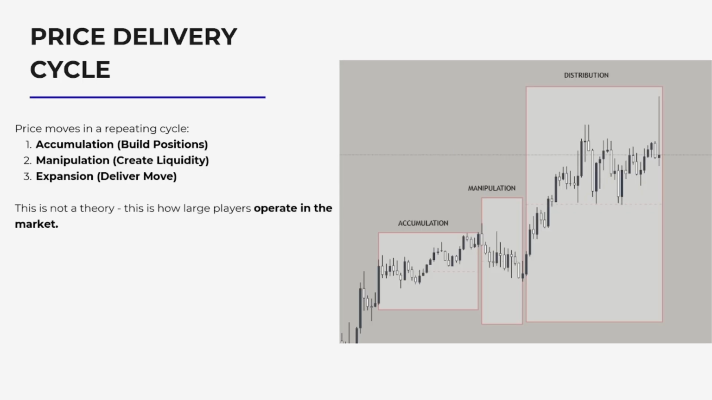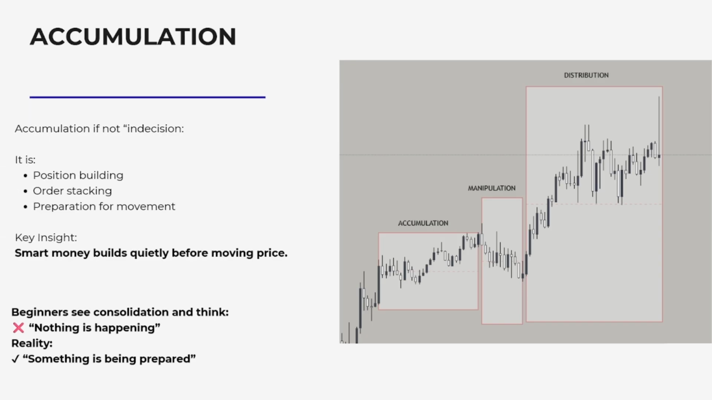Now, there is a price delivery cycle that we pay attention to, right, which is called AMD: accumulation, manipulation, and expansion. This is not a theory. This is how large players operate in the market. During that accumulation phase, we think of it as position building, order stacking, and preparing for movement, preparing for that next stage, right? Smart money builds quietly before moving price, okay? Some beginners see this consolidation and think nothing has happened, but in all reality, something bigger is actually being prepared again for that next move.